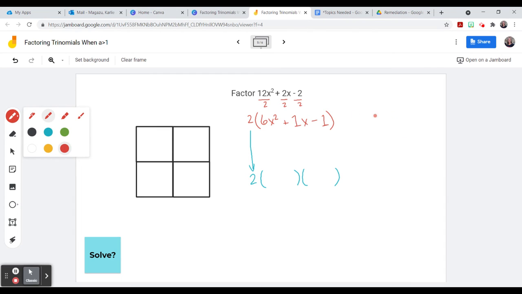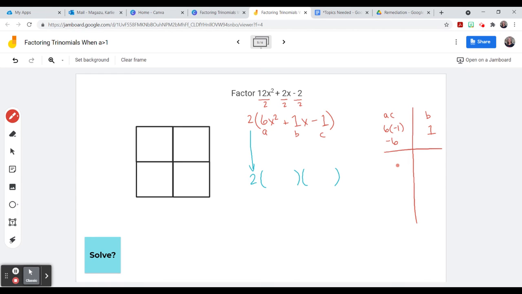All right. Same deal. Here's my A, here's my B, and here is C. A times C gives me 6 times -1, which is -6. B value, 1. Now, this is negative, my A times C, which means one of my values has to be positive and the other one has to be negative.